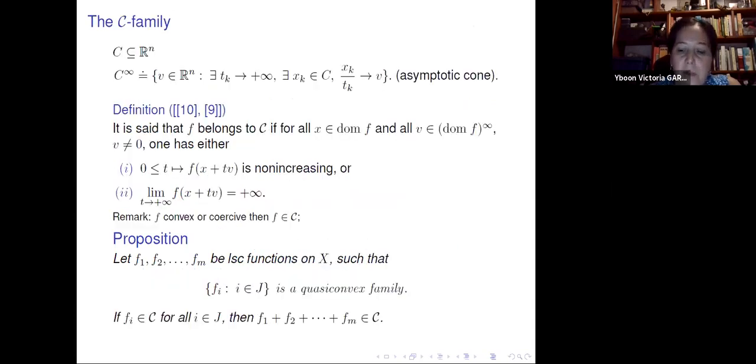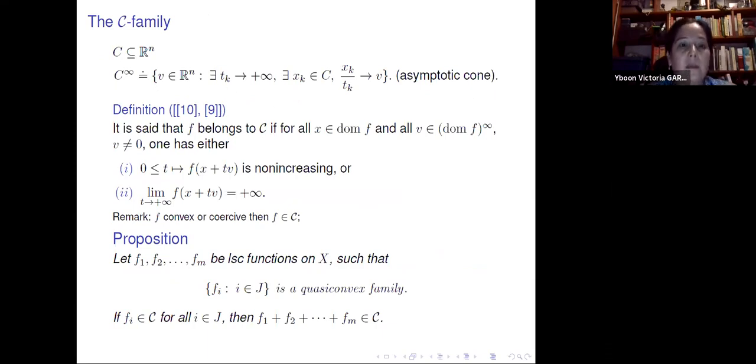Okay, so there is also another family of functions. That is the C family. It was introduced by Suzuki in these words. Here we have a non-empty subset of Rn, and we have the syntacticon in the typical way.